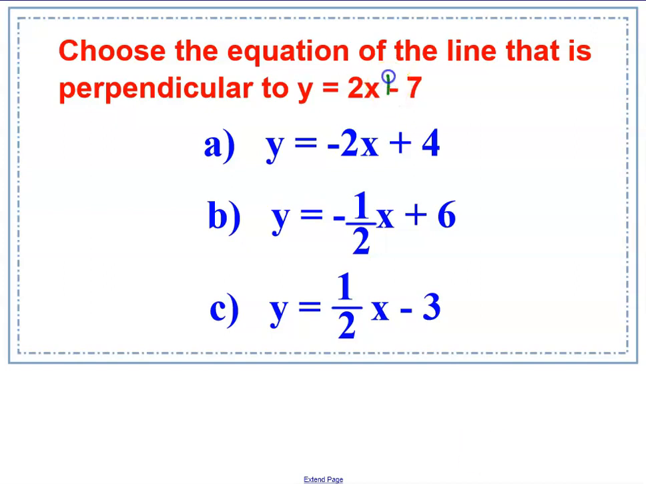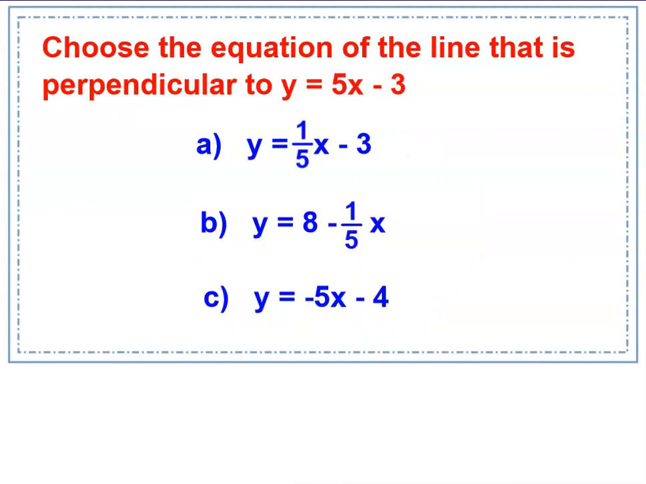So again, not interested in the y-intercept at all. Only interested in the slope value. So I need something that's opposite, so I need a negative. And I need something that is a reciprocal. So that's going to be the flip of 2, which would be 1/2. So negative 1/2 x plus 6. Let's try this again. Choose the equation of the line that is perpendicular to y equals 5x minus 3.